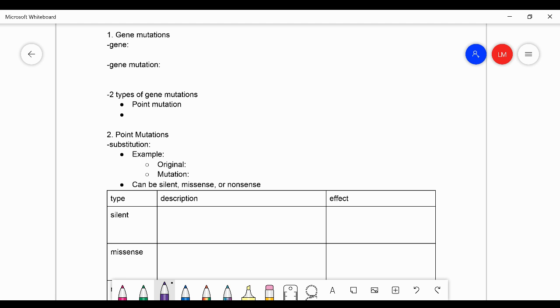This video covers the different types of gene mutations. To start off, we're going to define some general terms and then we'll go into the specific types of mutations.